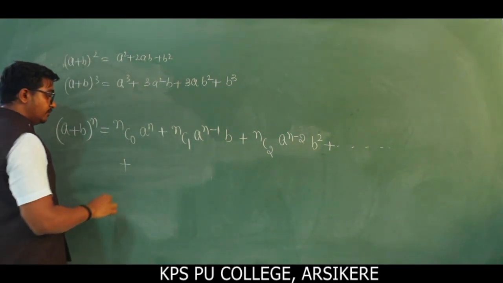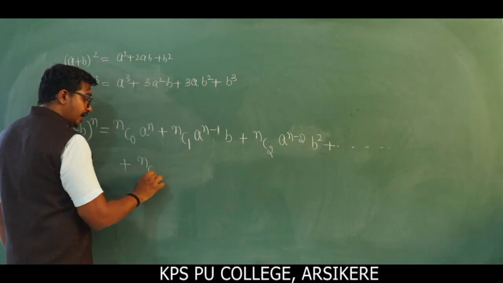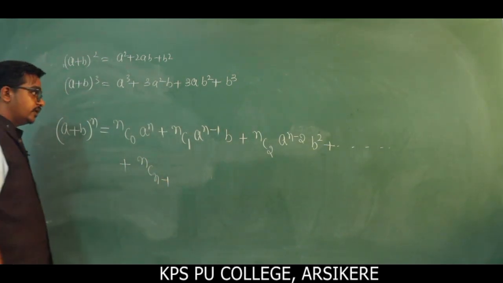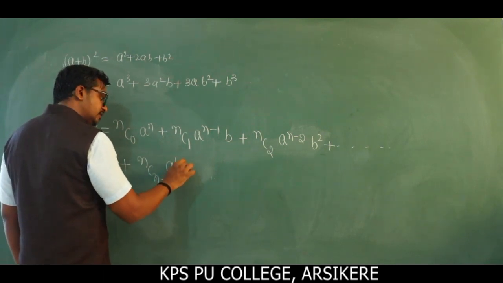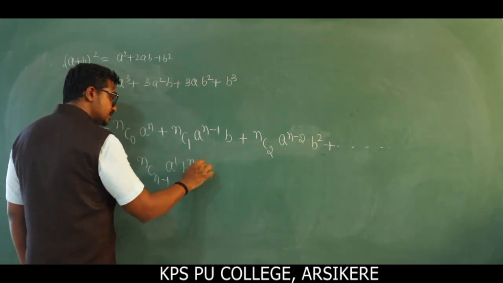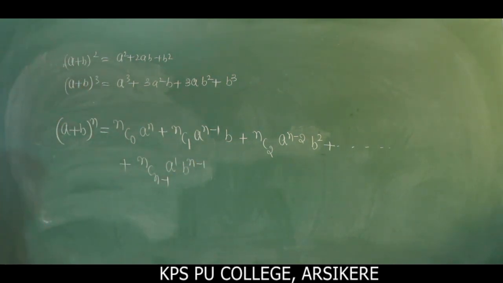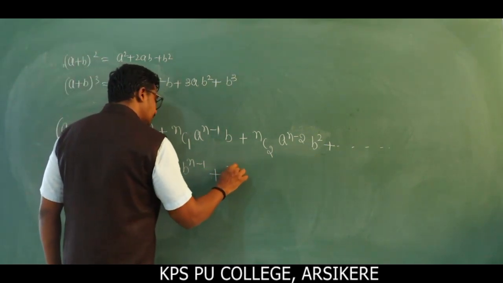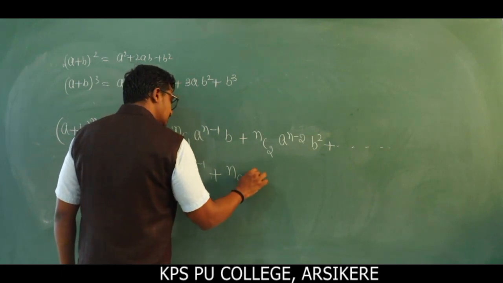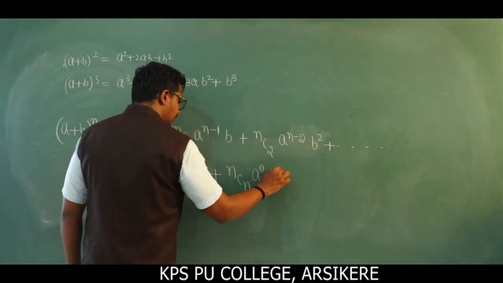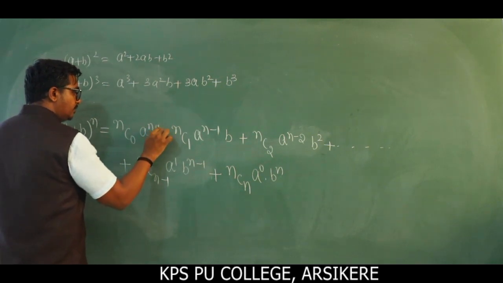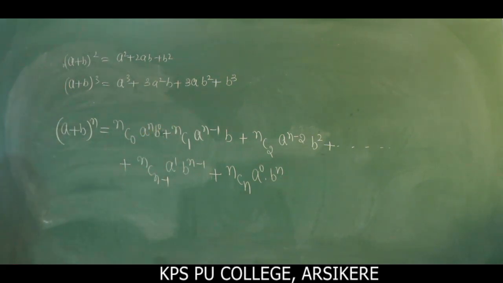The last two terms will be nC(n minus 1) a power 1, b power n minus 1, plus the last term nCn, a power 0, b power n. Sorry, here the last term is a power 0 into b power n. So a power 0 we have taken as 1.